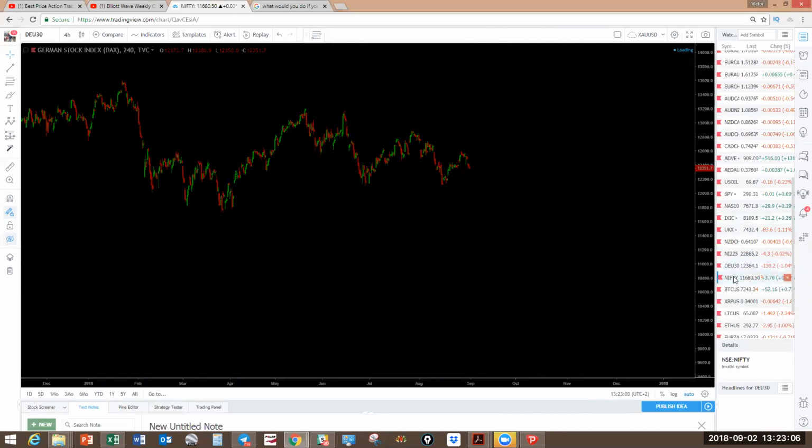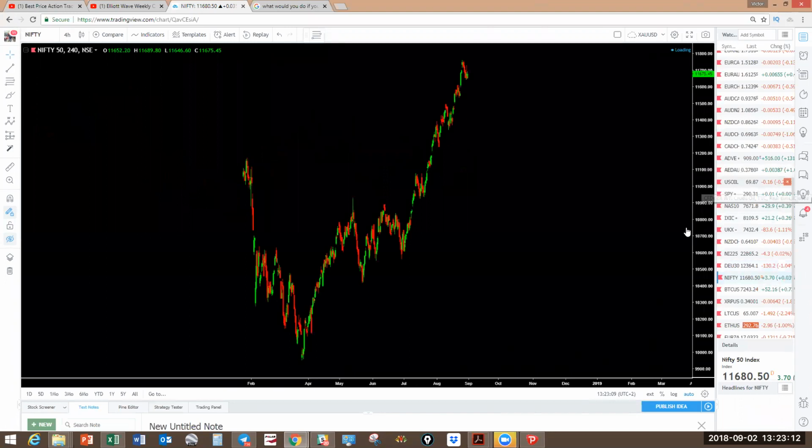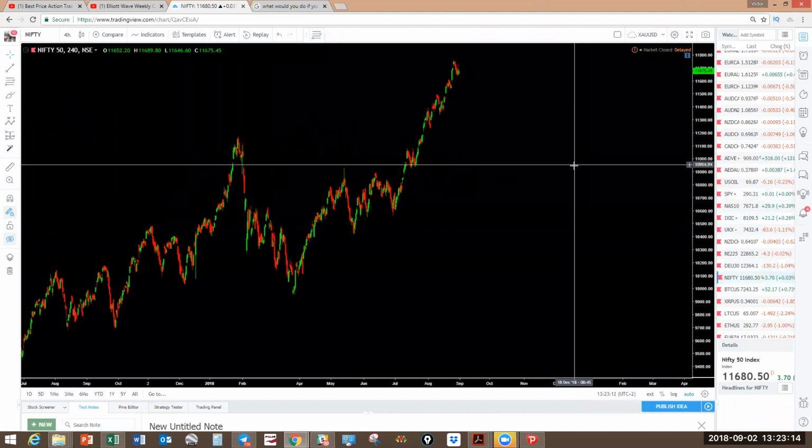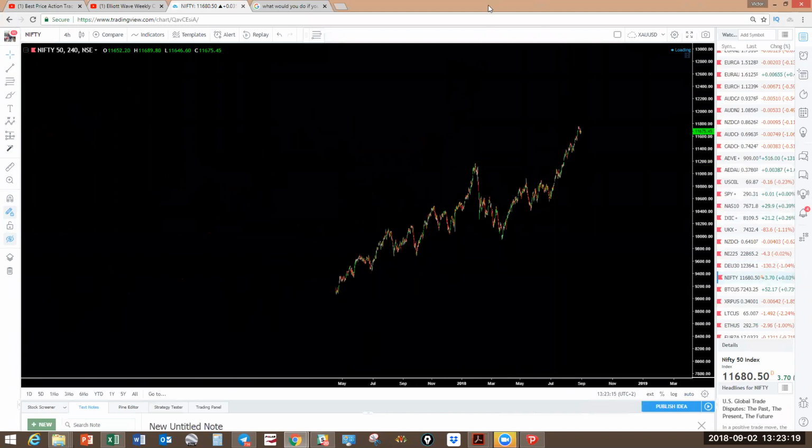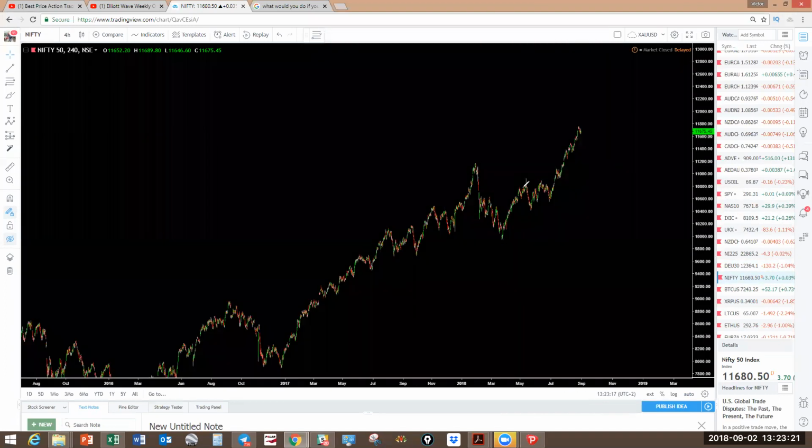NIFTY is just on an up and up and up. That's why you can see the stocks are flying as well. All right, so let's have a look here. There is a 1, 2 there. You've got a 1, 2, 3. We'll be expecting a 4 at some point, and a 5, and this will complete a 4 and a 5 in the higher degree. 1, 2, 3, 4, 5.